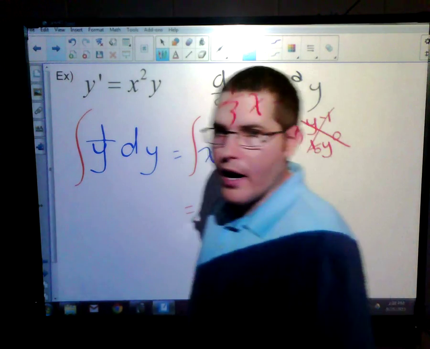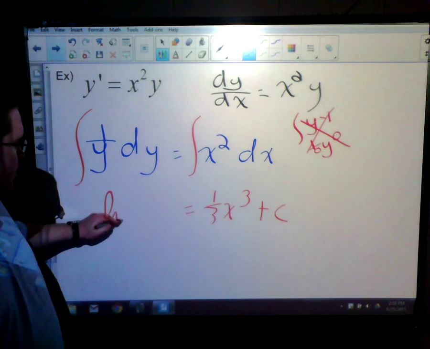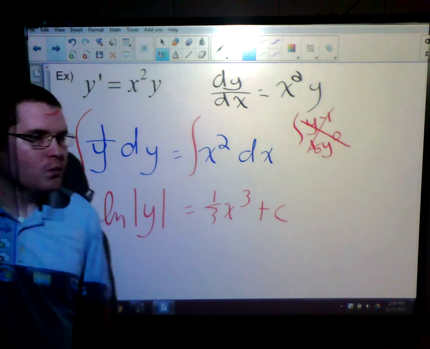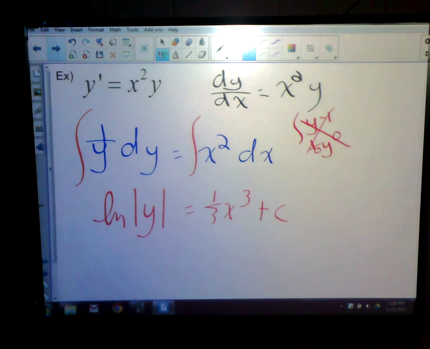What's the integral of 1 over y? What has a derivative of 1 over something? Natural log, absolute value. When you integrate, it's got to be absolute value because you can't take the log of a negative number. Now let's get y by itself.